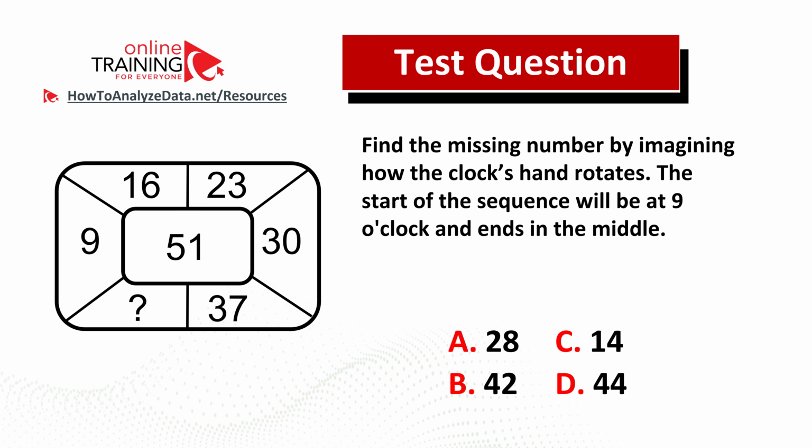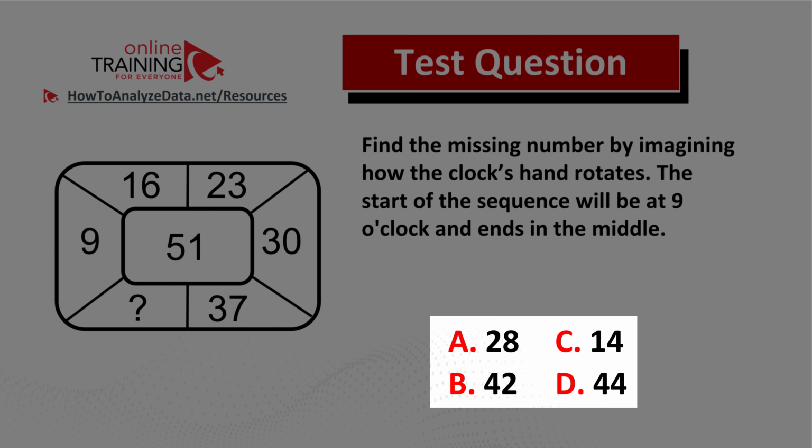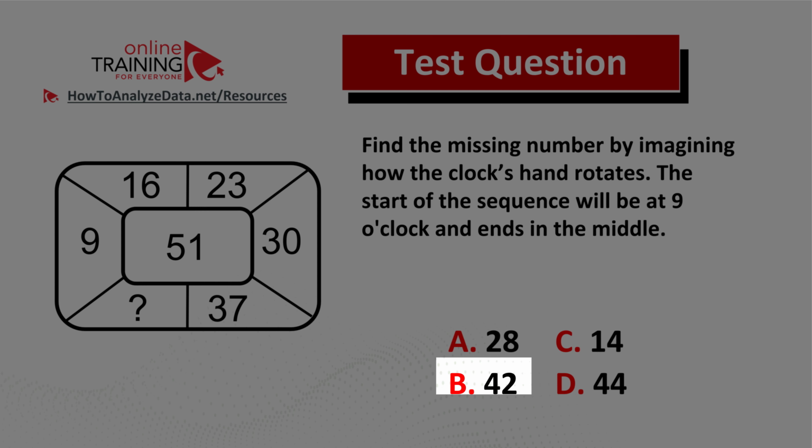And now here's a question for you to try. Please make sure to post your answer in the comment section of this video and I'll give you my feedback. Find the missing number by imagining how the clock hand rotates. The start of the sequence will be at 9 o'clock and it ends in the middle. You have 4 different choices: choice A 28, choice B 42, choice C 14, and choice D 44.